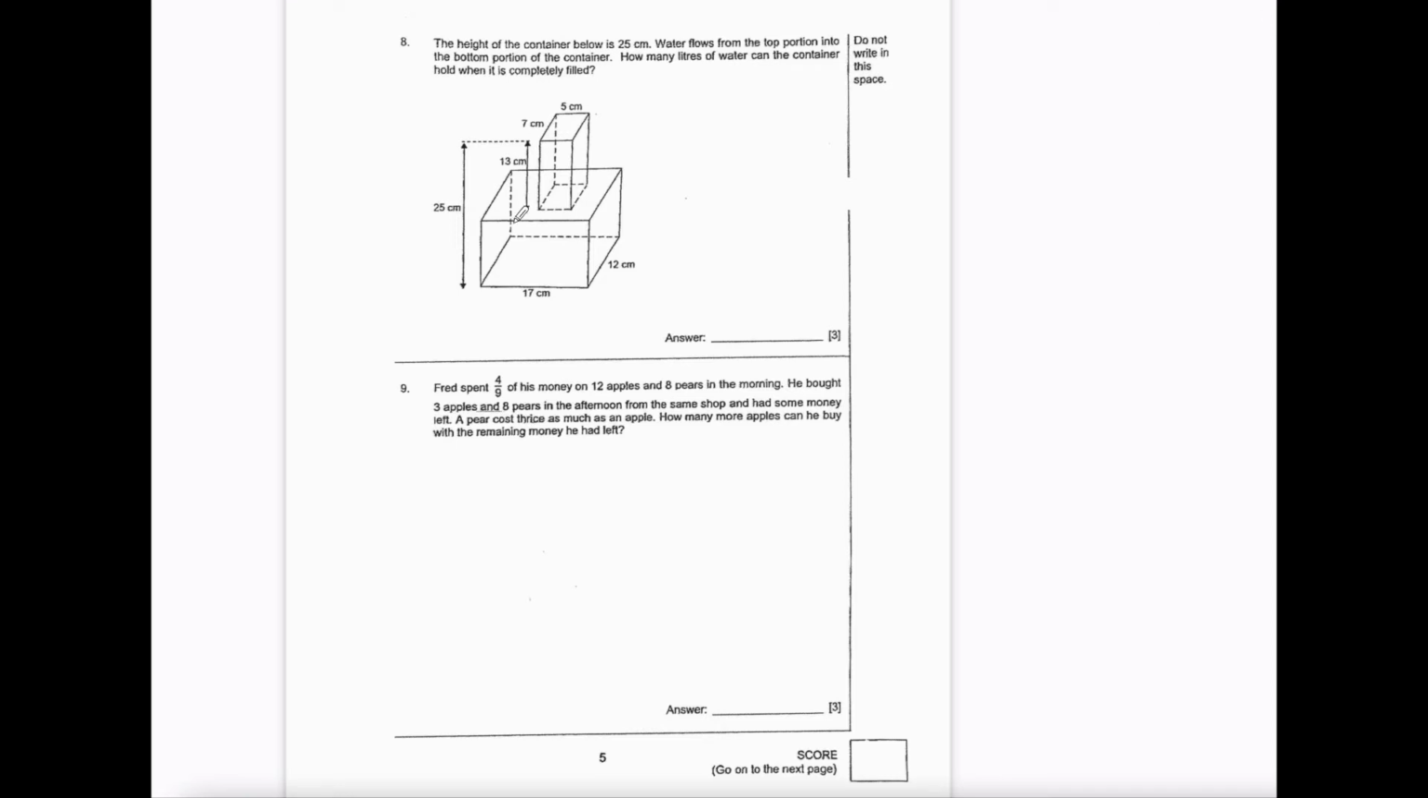So let's separate it into the big bottom and top. What's the height of the bottom container? If this is 13, what will this be? It will be 25 cm minus 13 cm, which is 12 cm. So this is 12. Now, how do we find the volume of the bottom container? We will just take length. So I like to annotate.